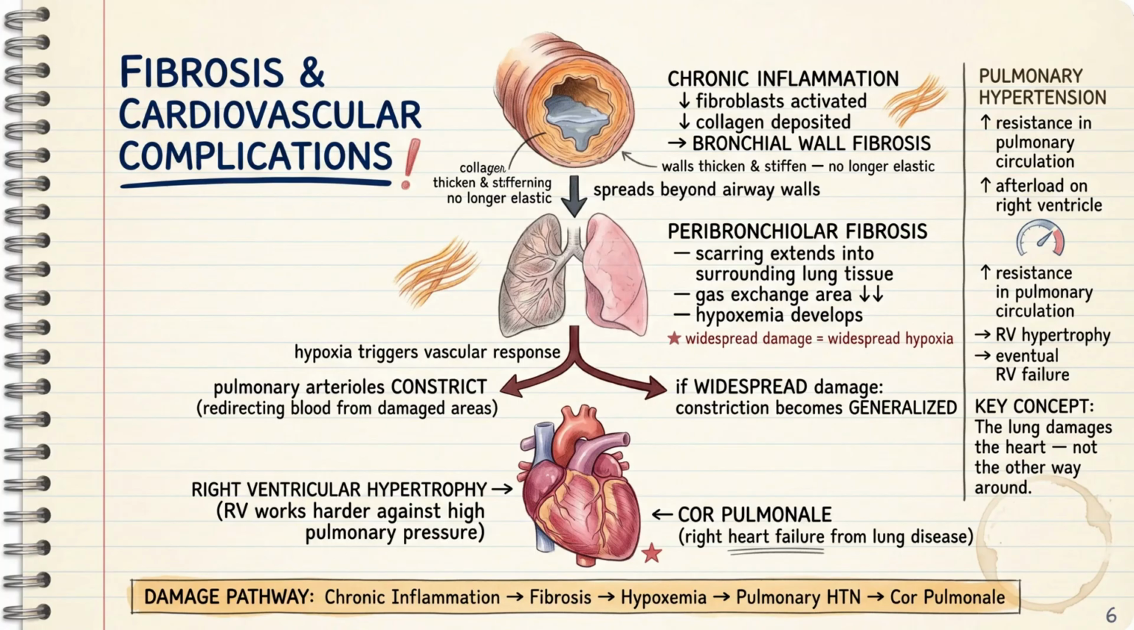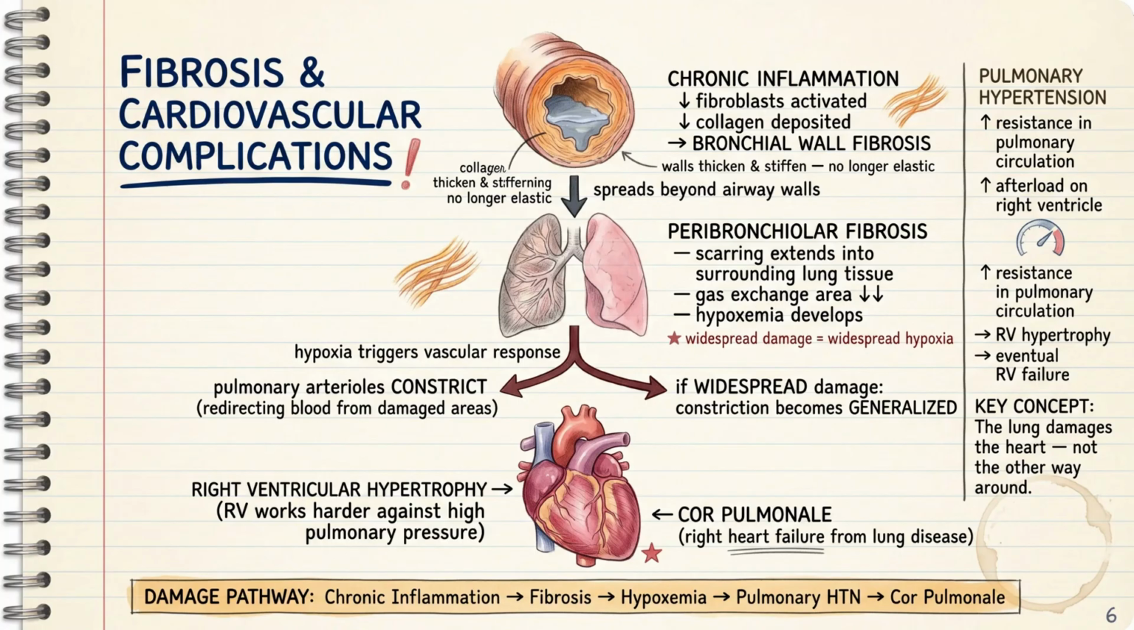Chronic inflammation leads to bronchial wall fibrosis. That fibrosis spreads beyond the airway wall. We call this peribronchiolar fibrosis. Scarring extends into the surrounding lung tissue. The gas exchange area falls. Widespread damage means widespread hypoxemia.